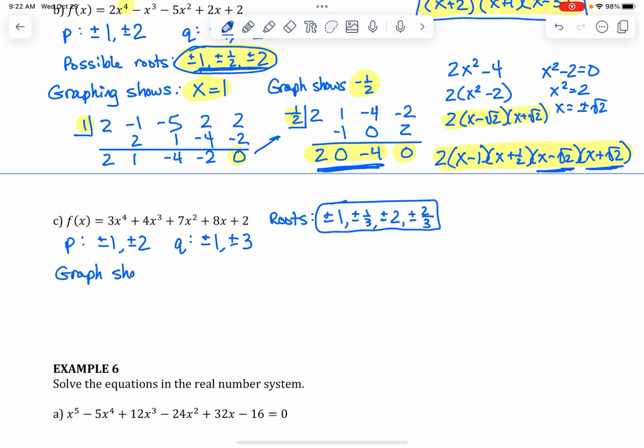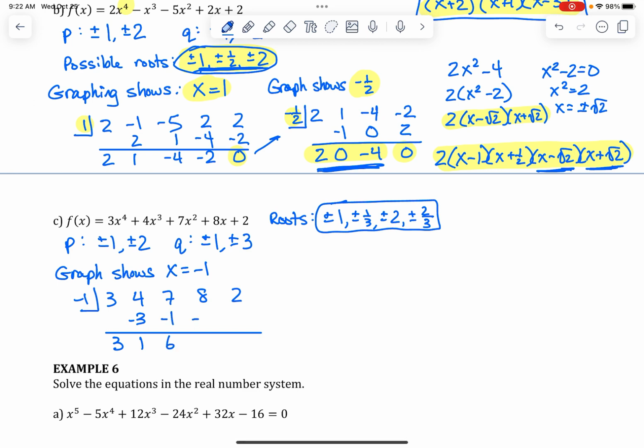When you graph, it shows that x equals negative 1 is where the graph crosses, all right? Okay, so that means we can do synthetic division at negative 1. 3, 4, 7, 8, 2. So synthetic division, 3, negative 1 is negative 3. We have 1, negative 1, 6. Negative 6 is 2. Negative 2 is 0.